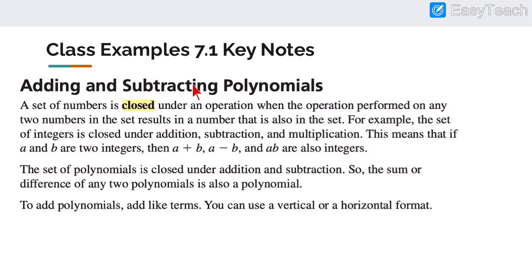All right, adding and subtracting polynomials. The big thing you need to know out of here is the fact that anytime you get a difference or a sum, it's going to be another polynomial. To add them, you add like terms. So again, adding like terms is something we've done this year already, so it's going to be very similar to what we've done.